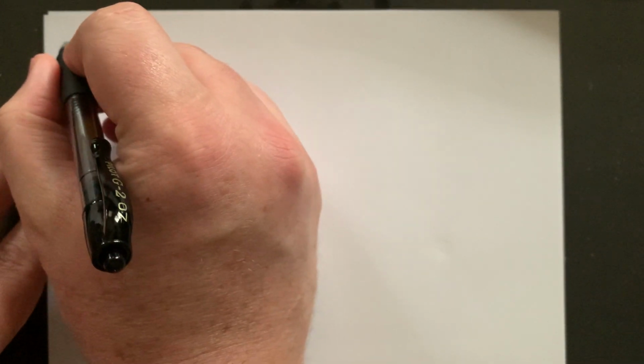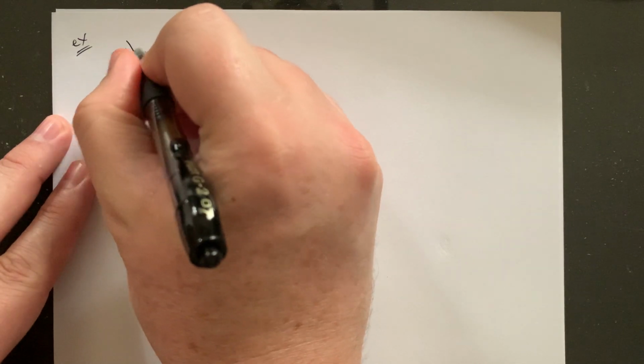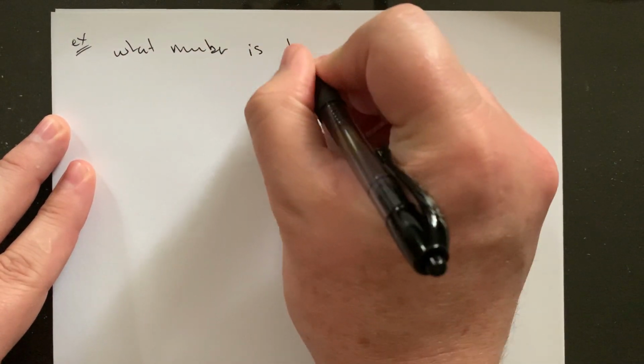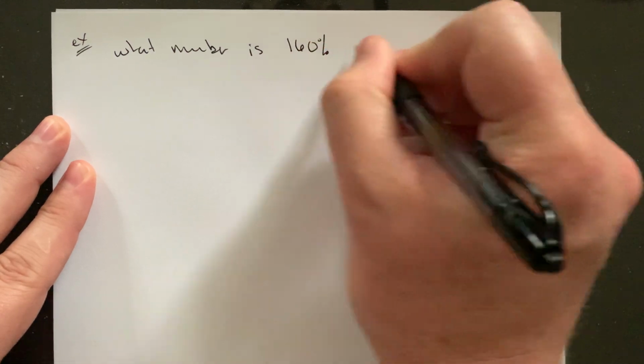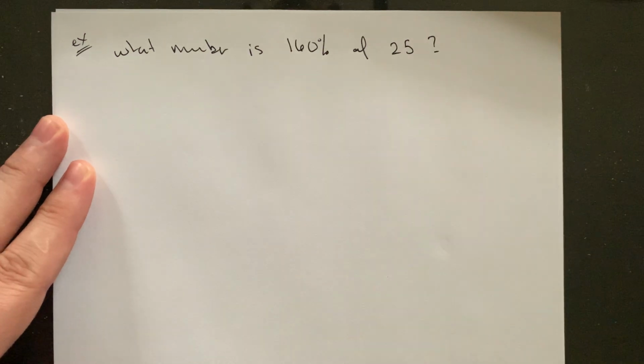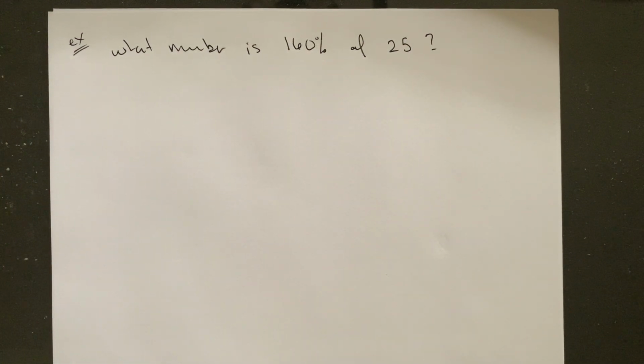Let's do the same thing we did in the last example. Let's run a few more so we can see ourselves solve for all the different things. So that was solving for what? The whole. So how about something like, what number is 160% of 25? Question mark.